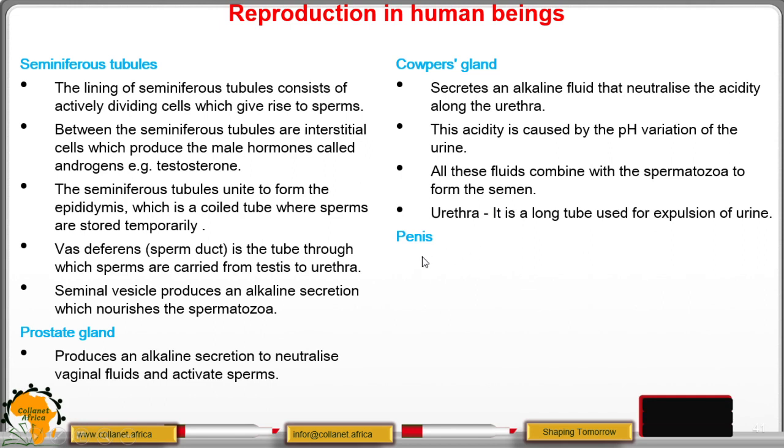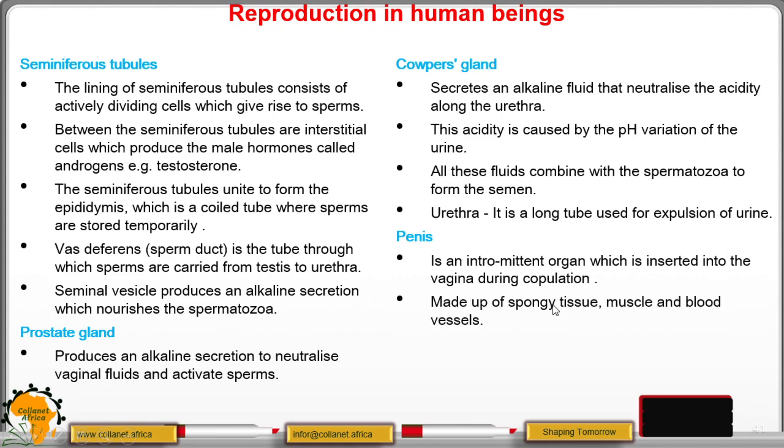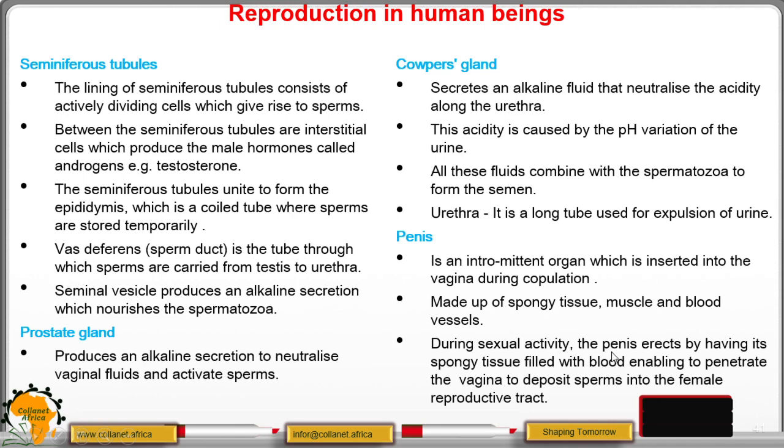Lastly, we have the penis, and this one is an intromittent organ which is inserted into the vagina during copulation or sexual intercourse, and it is made up of spongy tissue, muscle, and numerous blood vessels. During sexual activity, the penis erects by having its spongy tissue filled with blood, enabling it to penetrate the vagina to deposit the sperms into the female reproductive tract.